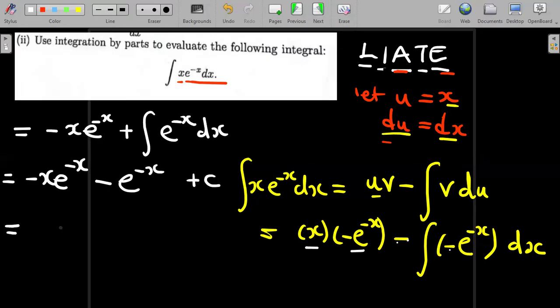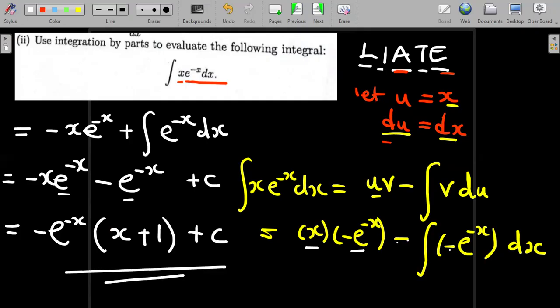And from here, you can factor out a common factor, as you can see, negative e raised to the negative x. There you remain with x in the first one, then in that part you remain with 1, then plus c.